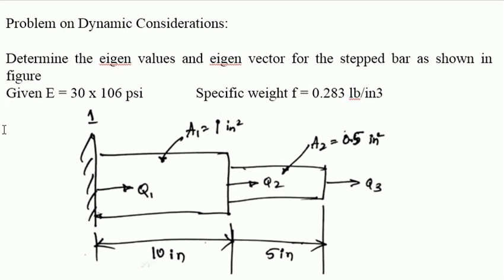and Young's modulus of the material is given in terms of psi, that is 30 into 10 to the power 6, and specific weight of the material is given as 0.283 lb per inch cube. So in the figure you can clearly observe there are two areas, area number 1 is 1 inch square, area number 2 is 0.5 inch square, and the lengths of each are given as 10 inch and 5 inch.